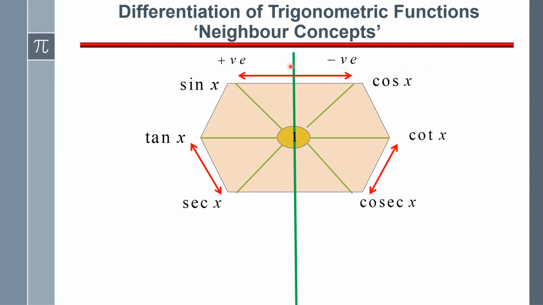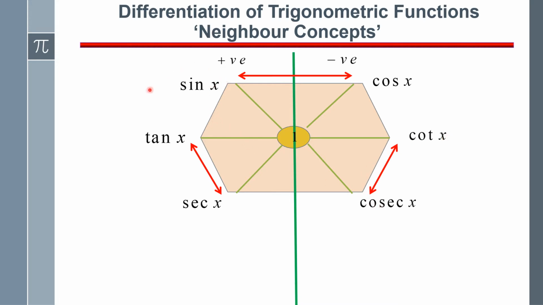Okay, the first one, we look at the left hand side, then we look also at the right hand side. Now we put a positive sign for the left hand side, and then for the right hand side we put a negative sign. On the left hand side, we have sin x, tangent x, and secant x. On the right hand side, we have cos x, cot x, and cosec x. And then sin x is a neighbor of cos x, and for tangent x, the neighbor is secant x, and for cot x, the neighbor is cosec x.